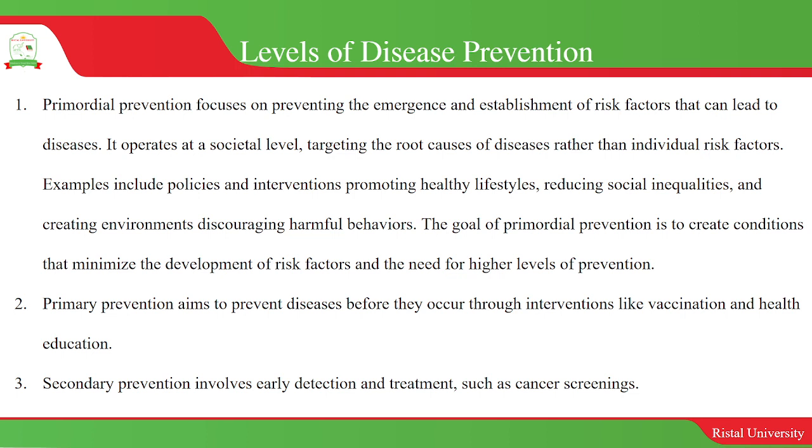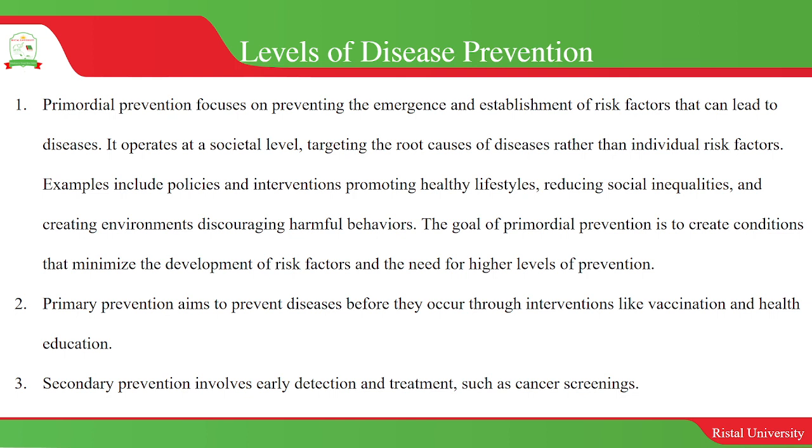So the examples of interventions at this level are promoting healthier lifestyles, making sure that poor people are not really poor, or reducing what we call social inequalities, and creating an environment that discourages harmful behaviors. Okay? People have not yet adopted these harmful behaviors, but you create an environment which does not really promote these harmful behaviors. And then you move to primary prevention.